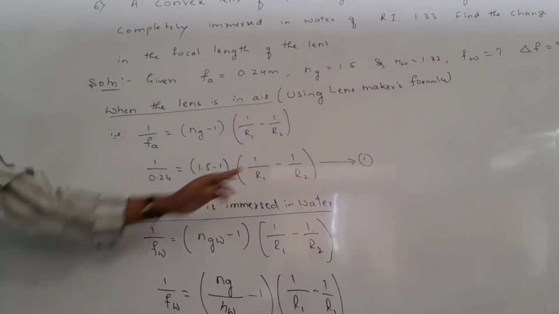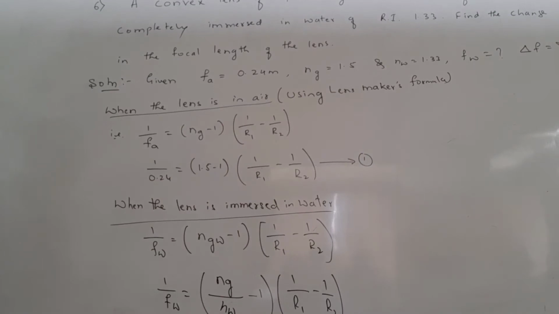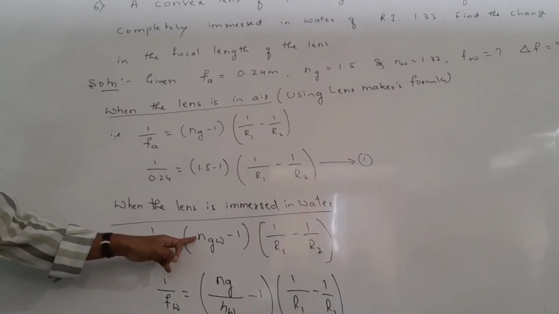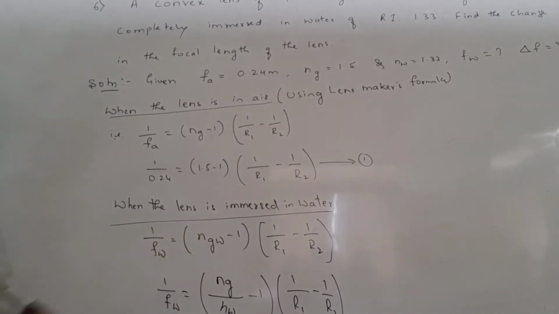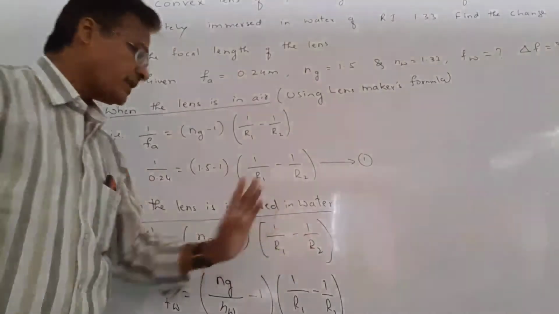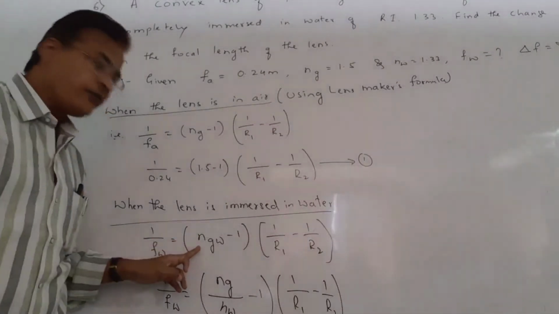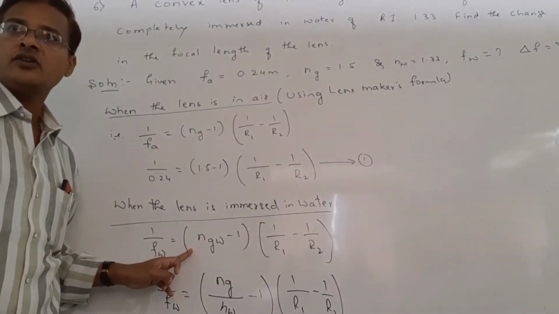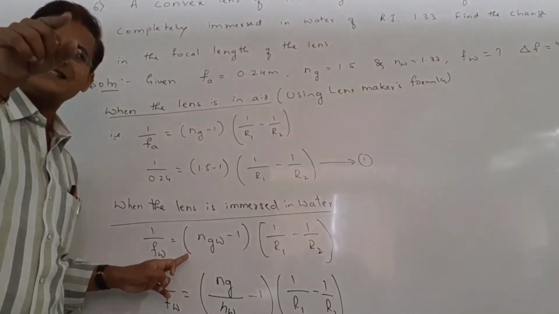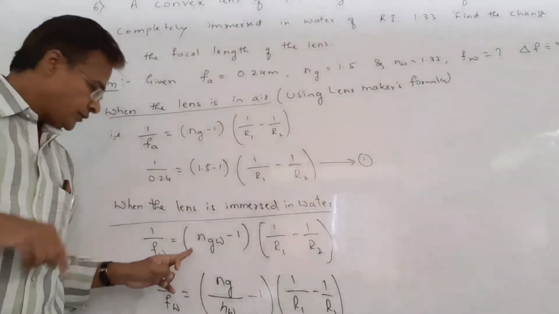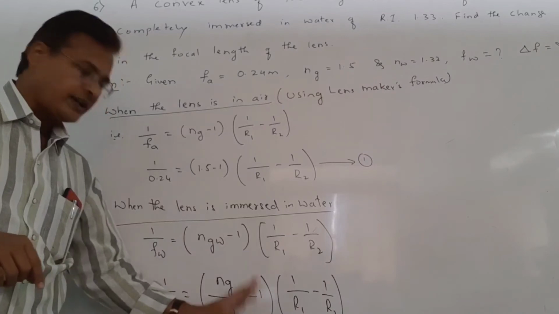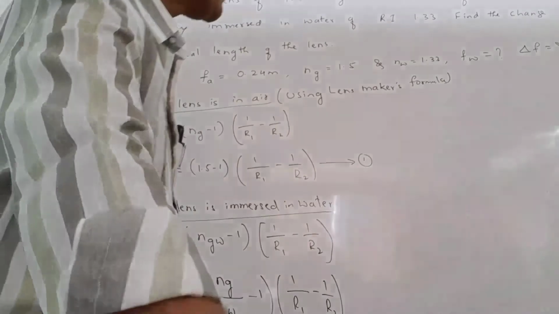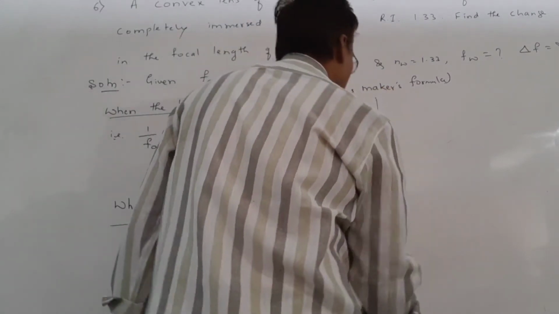Now see this one, when the lens is immersed in water, 1 by Fw equal to (Ngw minus 1) bracket 1 by R1 minus 1 by R2. What will happen? The refractive index of glass with respect to water is Ng by Nw minus 1. Have you understood these things? So next we are going to continue with this.